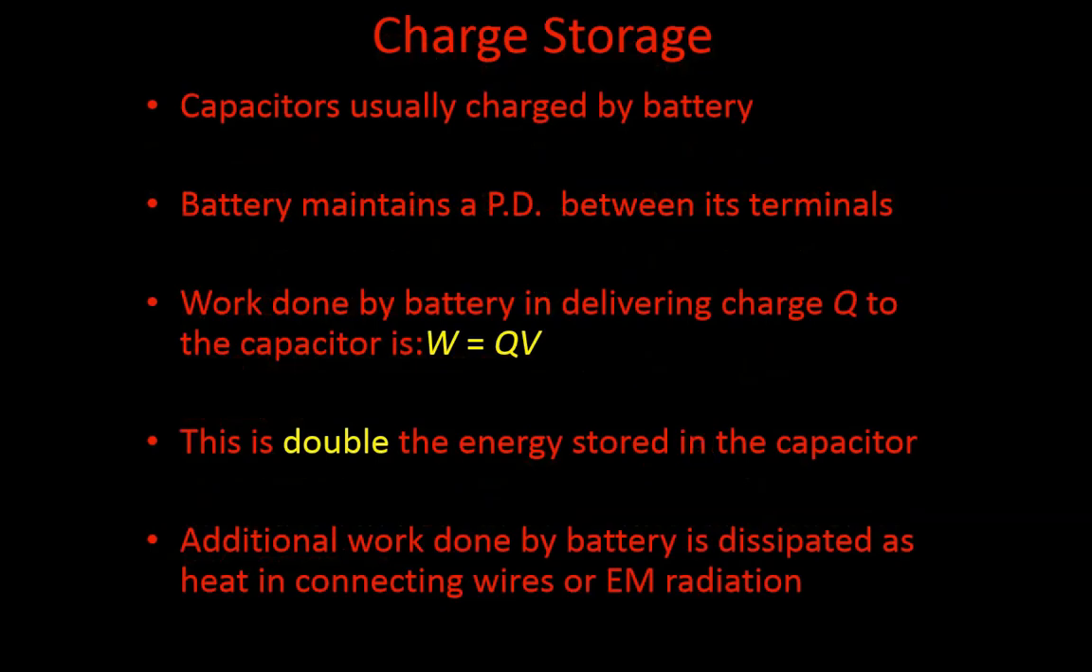So capacitors, as we said, are usually charged by this battery, and the work done by a battery in delivering charge is Q times V. How much charge times the potential difference. And that's double the energy stored in the capacitor.